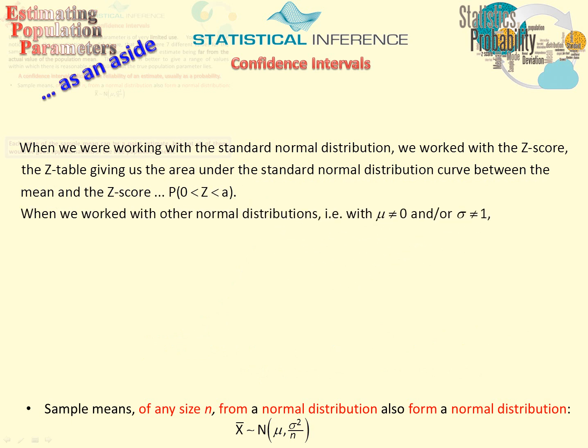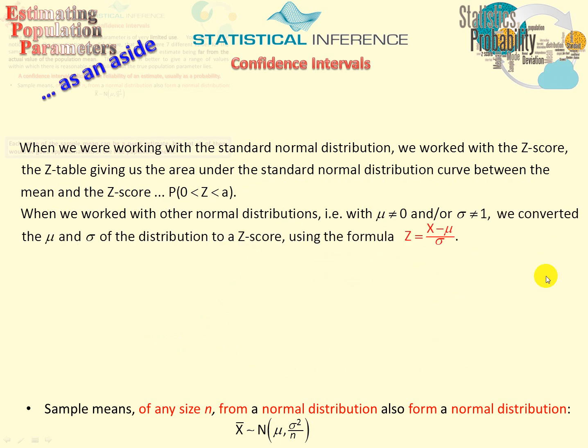Now, if we have other normal distributions other than the standard normal distribution, remember the standard normal distribution has a mean of 0 and a standard deviation of 1. So all we have to do is use this magic, but not so magic formula really, to work out z-scores, standard deviations away from the mean. So to work out how many standard deviations away from the mean, we take the score minus the mean of that distribution, divided by the standard deviation.